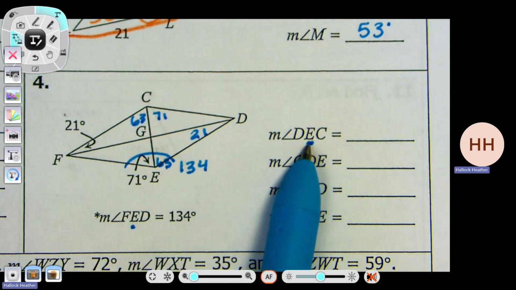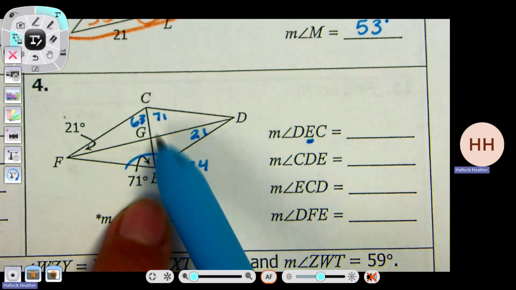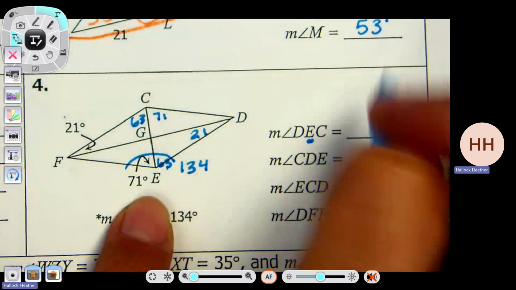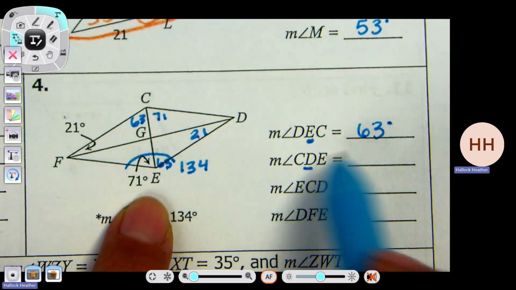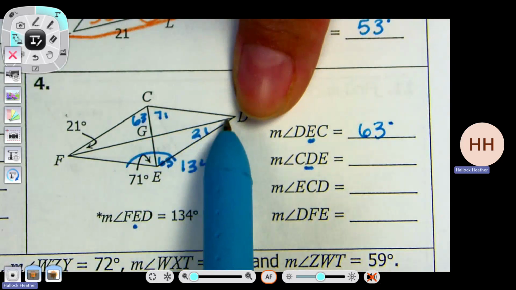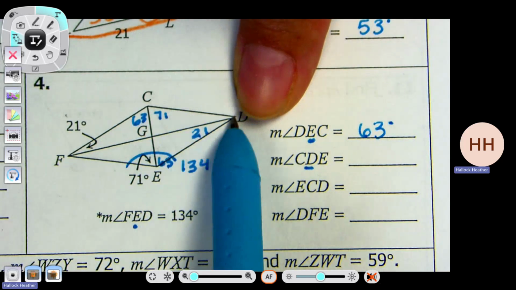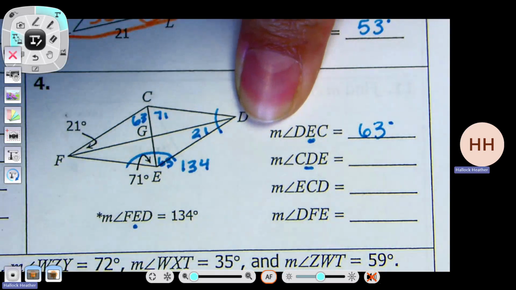So it's the middle one, which is E. E has 3 possible answers. 60. So you're starting at D, going to E, going to C. So how much is that? 63. The next one, middle letter is D, but D's going in 3 different sections. It wants C, D, E. That's the whole thing. It is not 42.